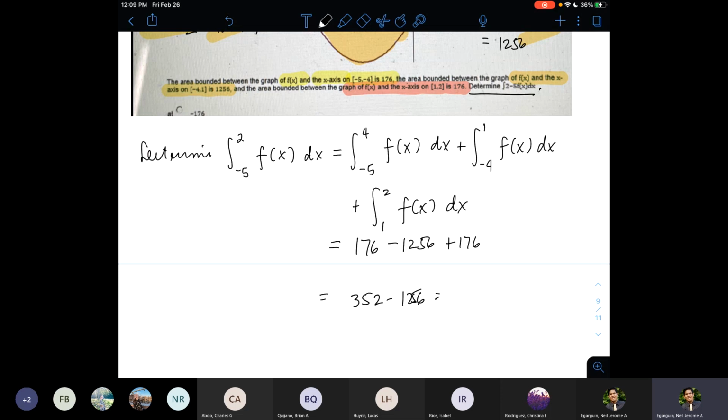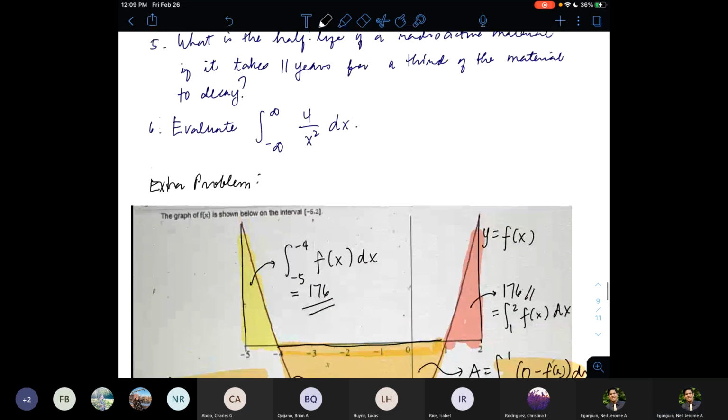Can you guys check my arithmetic here? I hate doing arithmetic, so yes, this is -904. Okay. Does this solution make sense? All right, I hope it does. Okay. And then let's go on.